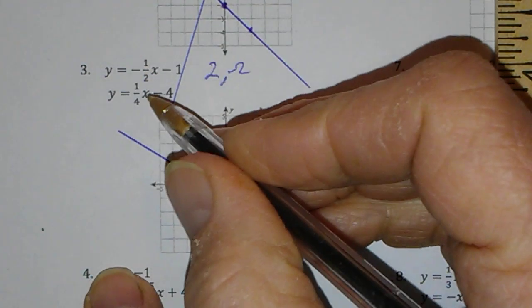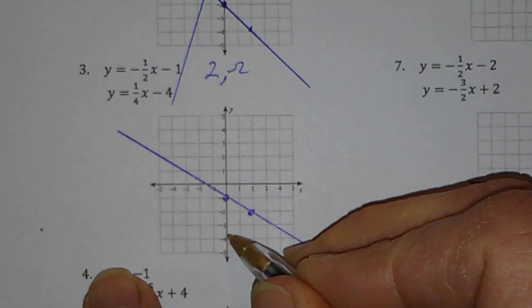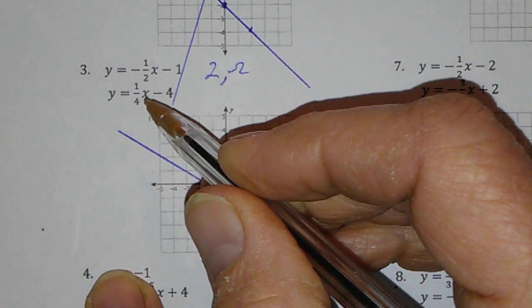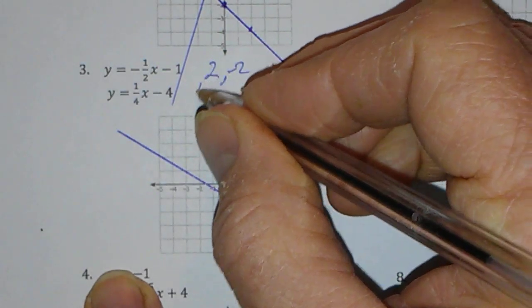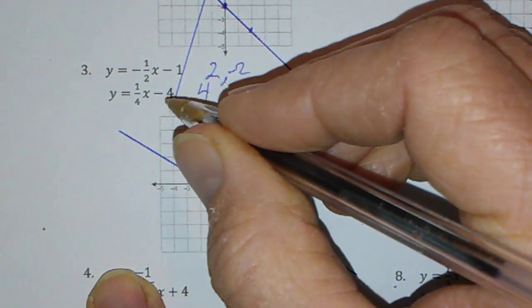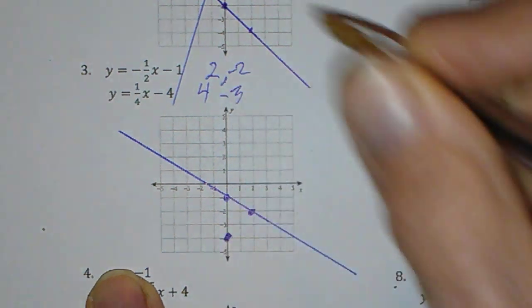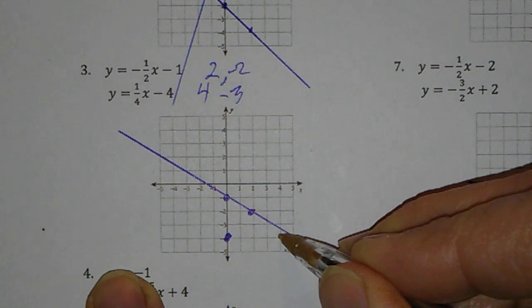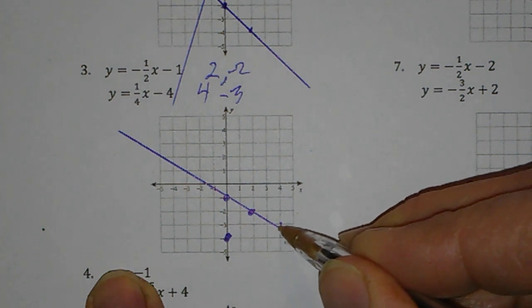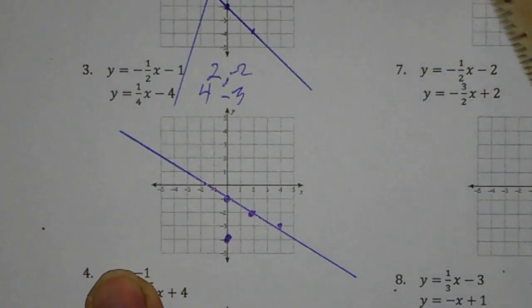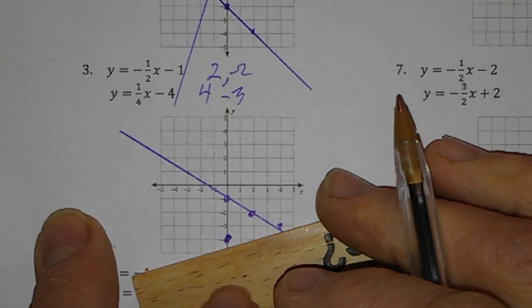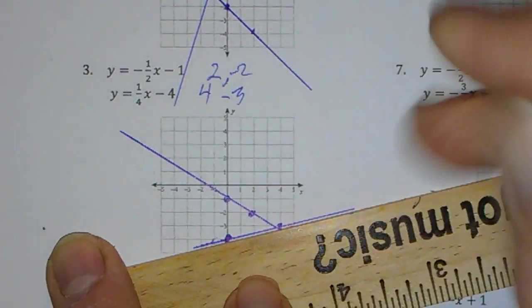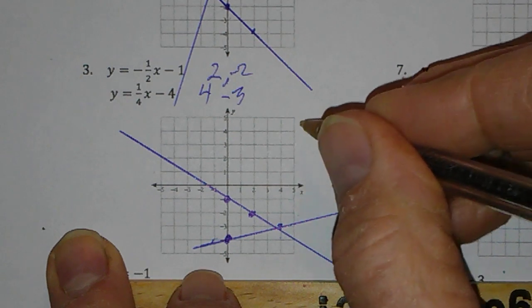How about this one? Well, when x is 0, we get negative 4. Let's do x equal to 4. If x is 4, we get 4 times a quarter is 1, minus 4 is negative 3. So 4, negative 3. Oh, negative 3 is here. Uh-oh, I think I picked the point of intersection, didn't I? They intersect right at that 4, comma, negative 3.